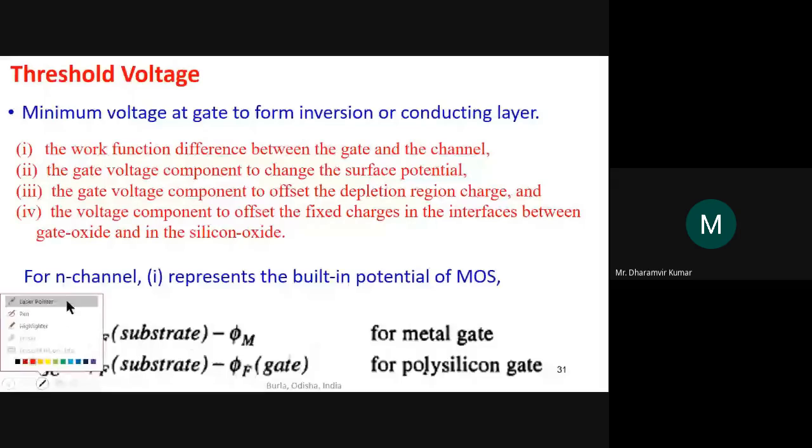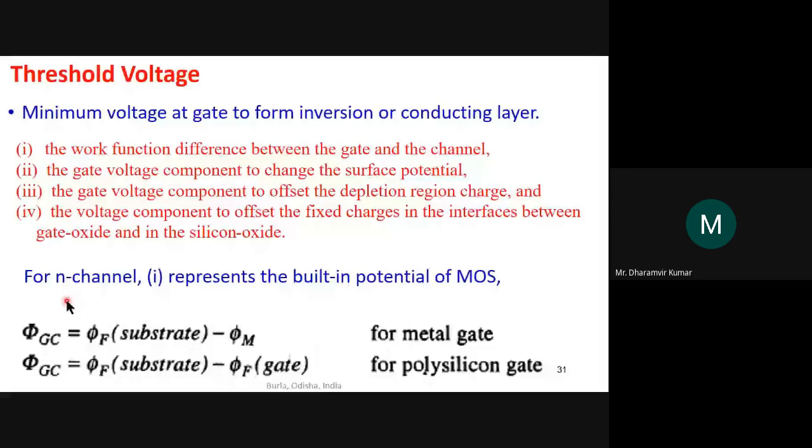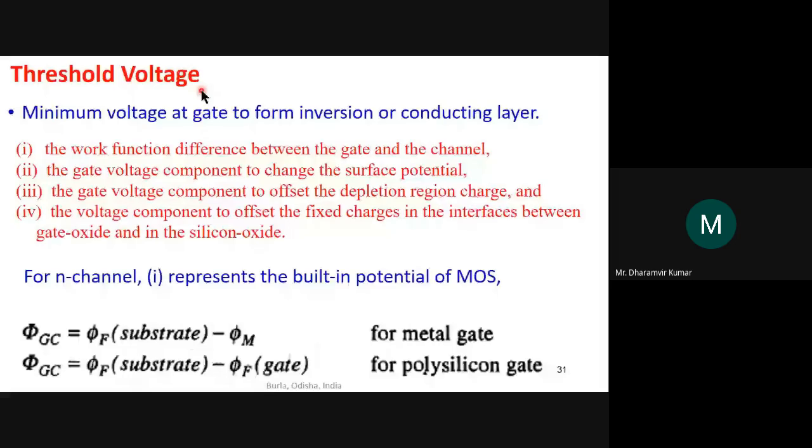Next there is the derivation of threshold voltage. Remember, the definition of threshold voltage is the minimum voltage that is applied at the gate terminal to form an inversion layer at the interface between oxide and semiconductor. So what is that minimum value that we should apply? That particular value is called the threshold voltage of the MOSFET device. Let us go through the derivation of this threshold voltage.